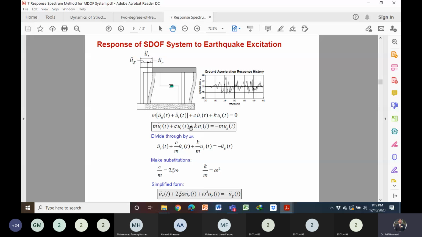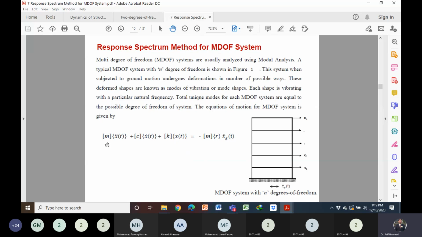So these two equations are comparable or not? This equation is for the single degree freedom system subjected to the earthquake excitation. This is for the multi-degree freedom system subjected to the earthquake excitation. Is it clear? Any question about this equation?